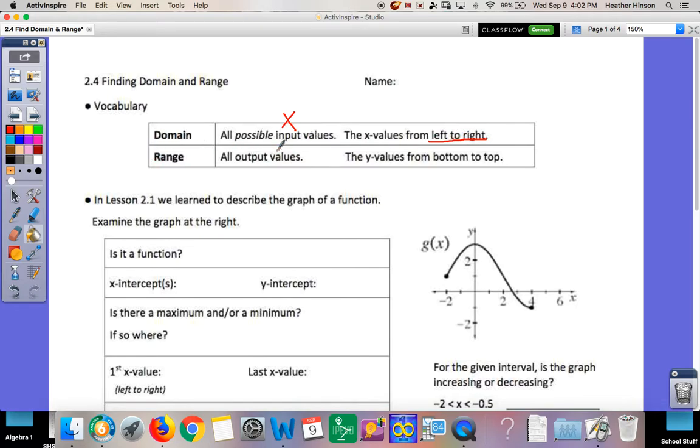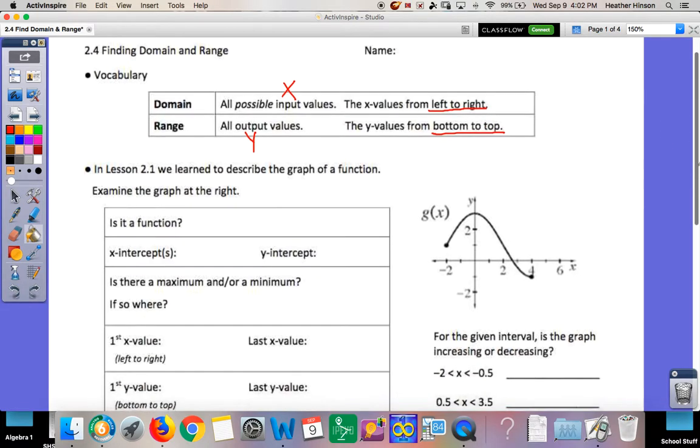For range, that's all your possible output values. Those are your y values. That's just another name for y. These we're going to read from bottom to top. That's how you read least to greatest on y values. Start at the bottom, go to the top.